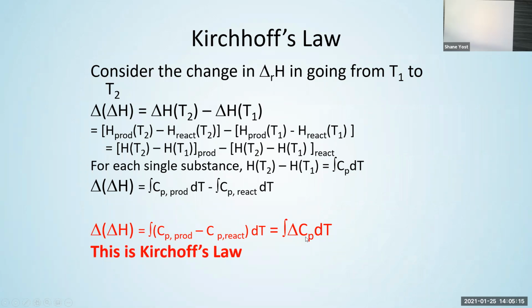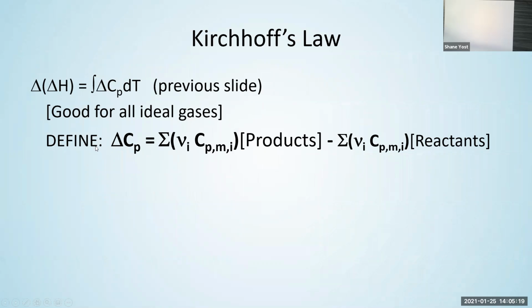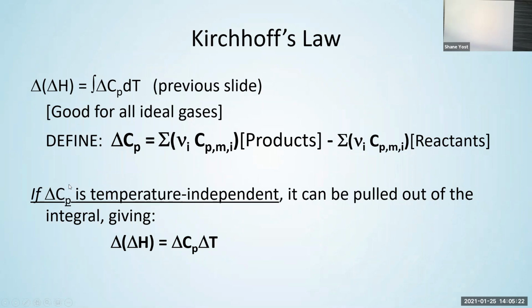Now, assuming that change in heat capacity is constant and temperature independent, doing this integral of delta Cp dT, where delta Cp is a constant, simplifies down to delta Cp delta T. So this is the final equation that's typically used for Kirchhoff's law, where the change in enthalpy for a reaction with respect to a change in temperature is the change in temperature times the change in heat capacity of that reaction, which is the heat capacity of the products minus that of the reactants, multiplied by their stoichiometric coefficients.